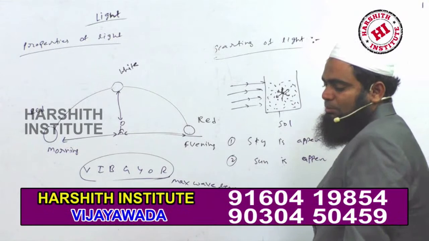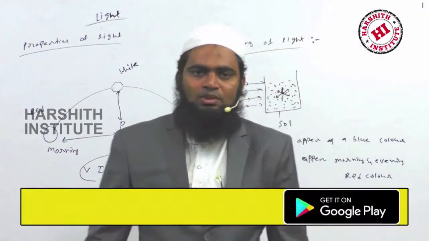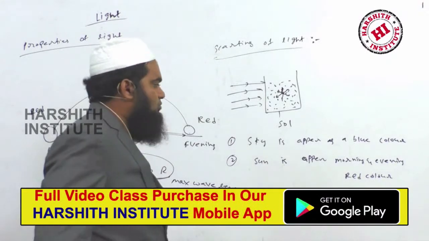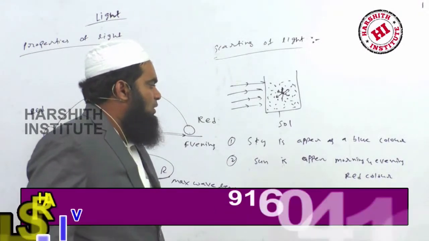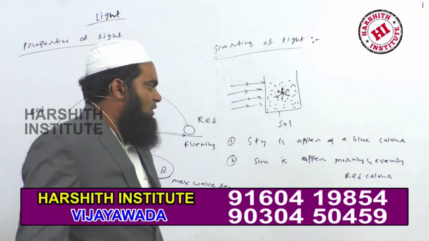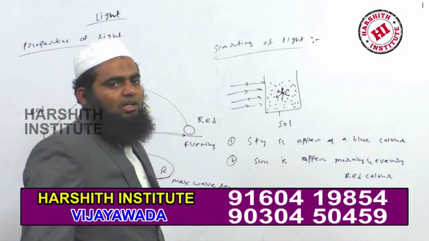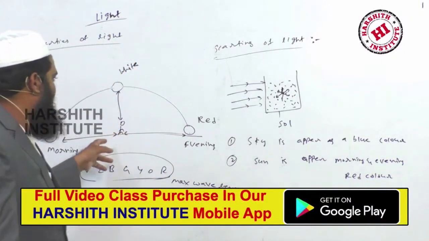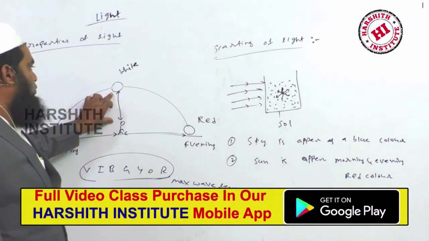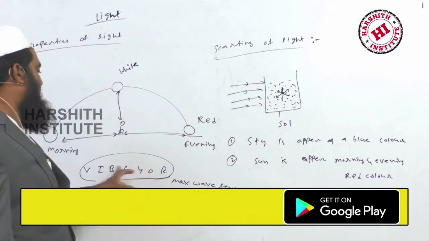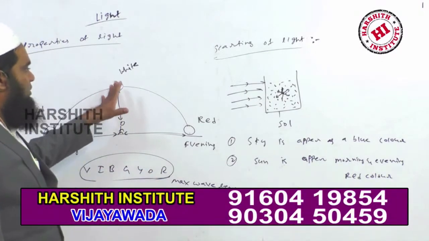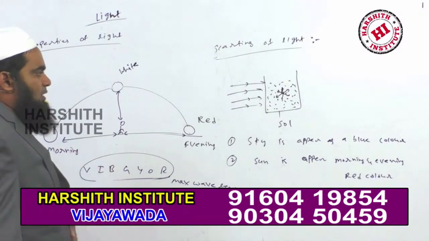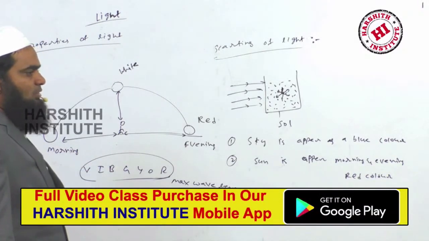What applications do we see in daily life? The first application is that the sky appears blue, and in the morning and evening the sun appears red. In the afternoon it appears white, because the distance is very short and all colors are mixed, so we see only white color. In the morning and evening it appears red. These are daily applications.